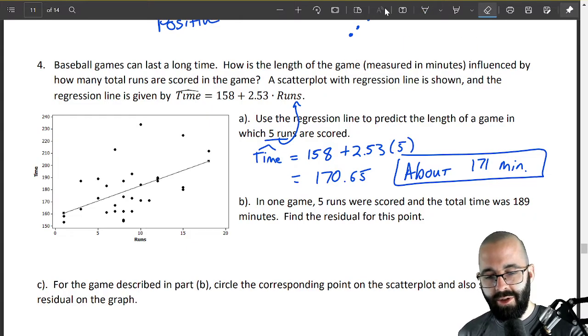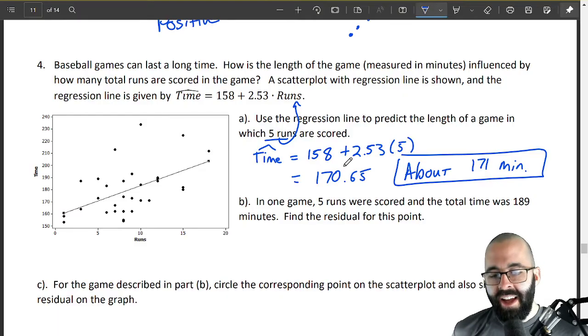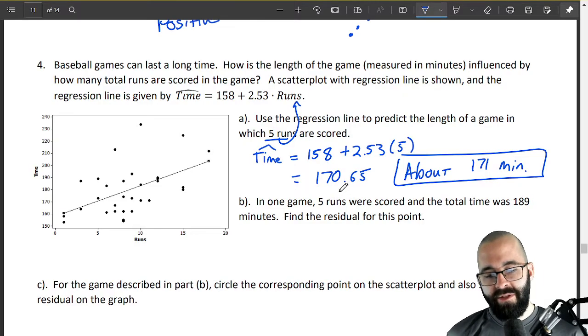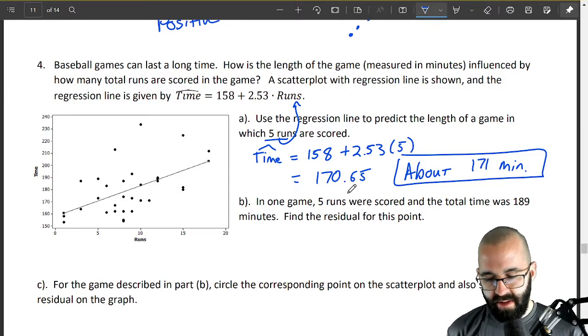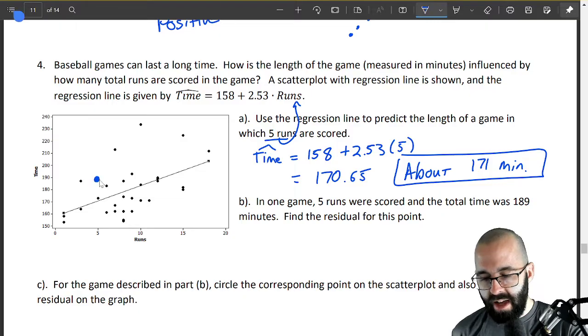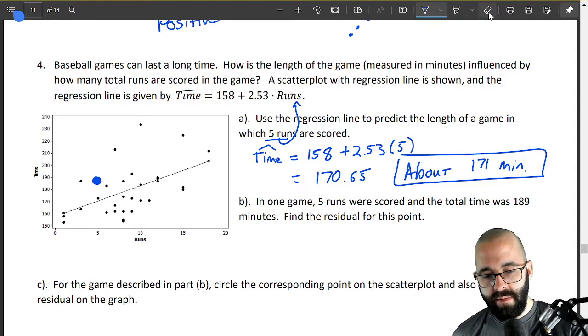Too long for me. Maybe it's great. Maybe you like 3-hour baseball games. So there's one game. In one game, 5 runs were scored and the total time was 189 minutes. So in one situation, we're looking at this data point right here. Find the residual for this blue data point, 5, 189.